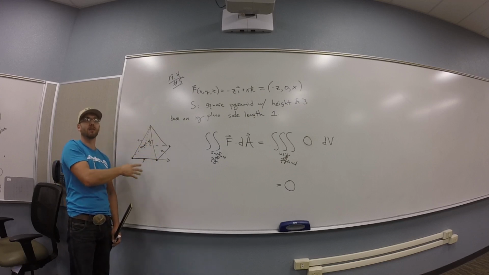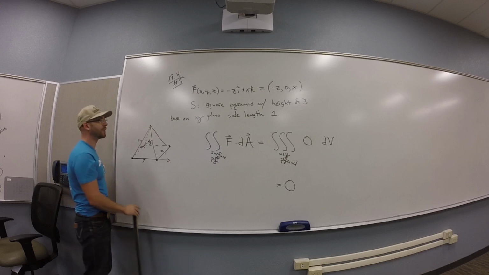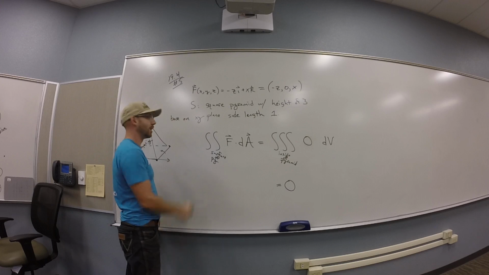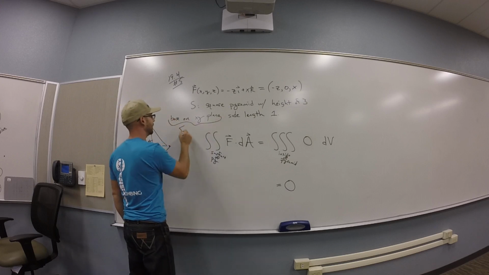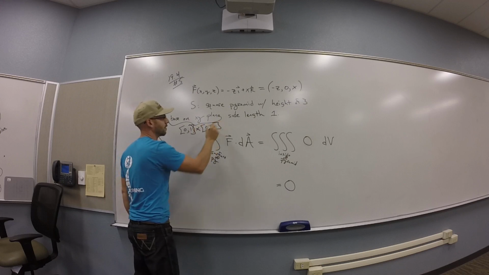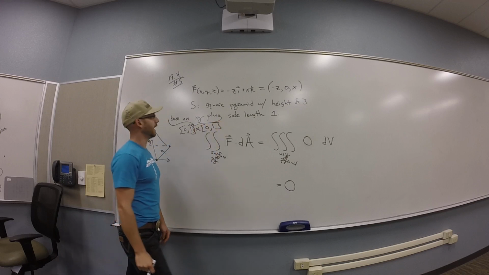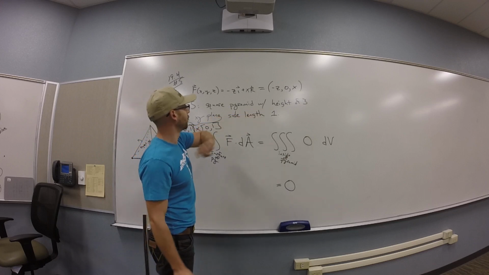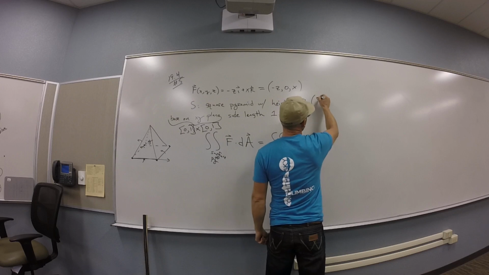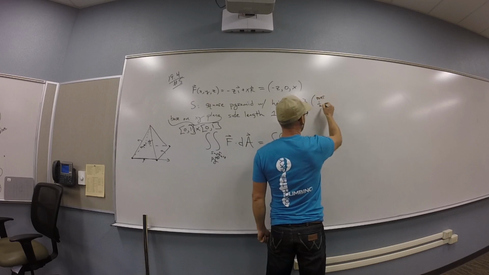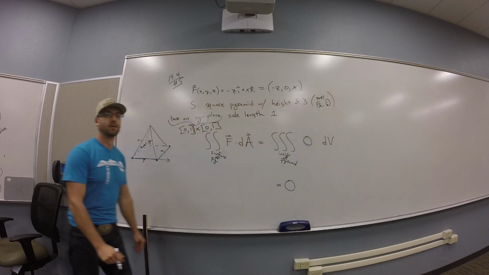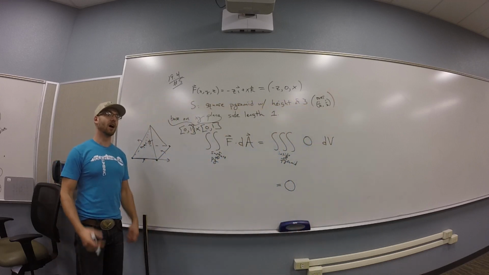I need more stuff to be able to parameterize this thing. If they told me, instead of the base is on the xy plane, that the base is 0, 1 cross 0, 1, right? And if instead of it's a square pyramid with height of 3, they told me the height of 3 is over the point 1/2, comma 1/2, right? Now I've got enough stuff.